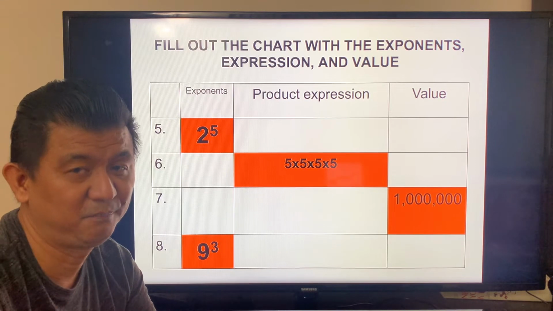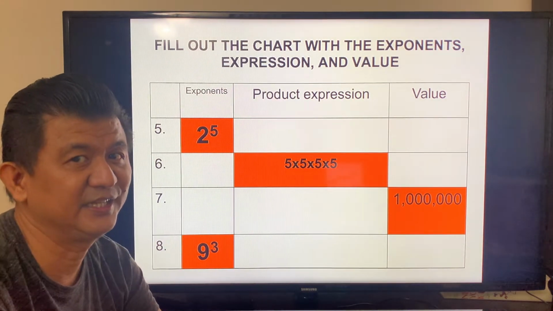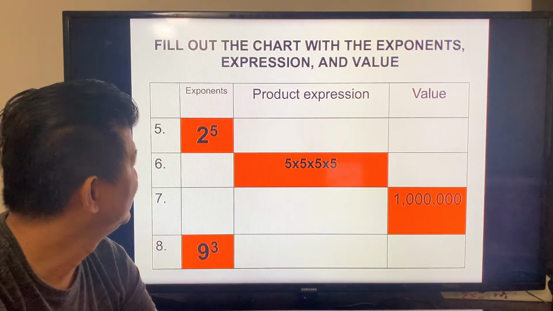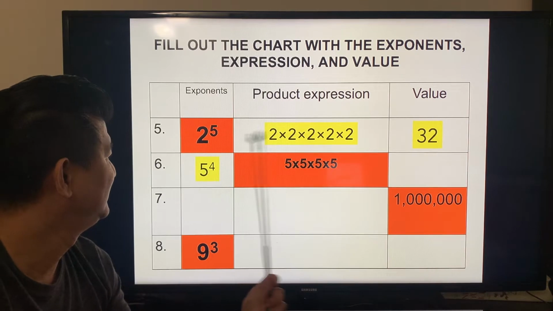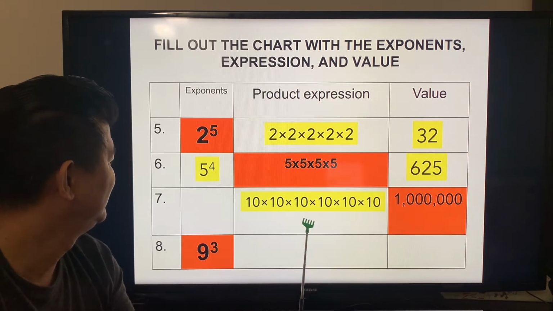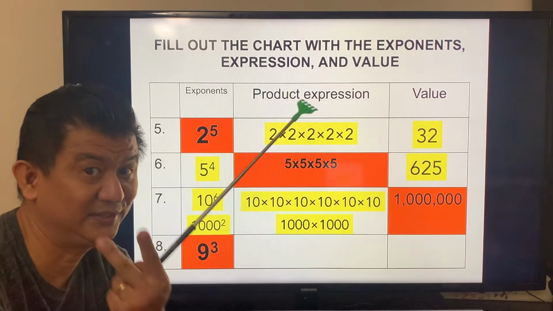Now, this is another set of problems. Try it on your own. Pause. When you're ready, I'll show you the answers. Now, here are the answers.